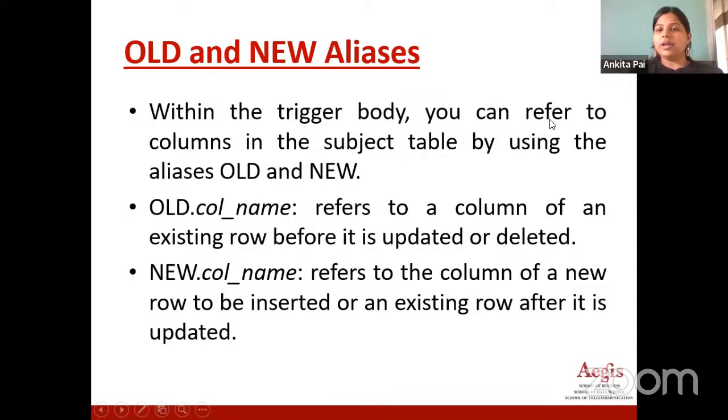Within the trigger body, you can refer to columns in the subject table by using the aliases OLD and NEW. So old dot column name will refer to a column of an existing row before it is updated or deleted, and new dot column name will refer to the column of a new row to be inserted or an existing row after it is updated.